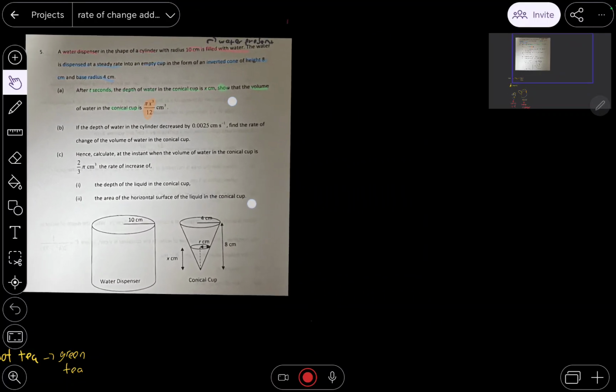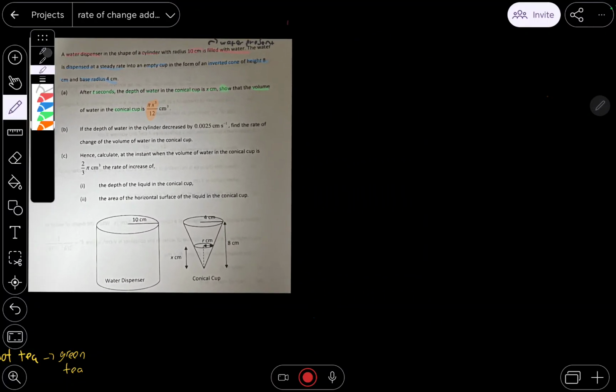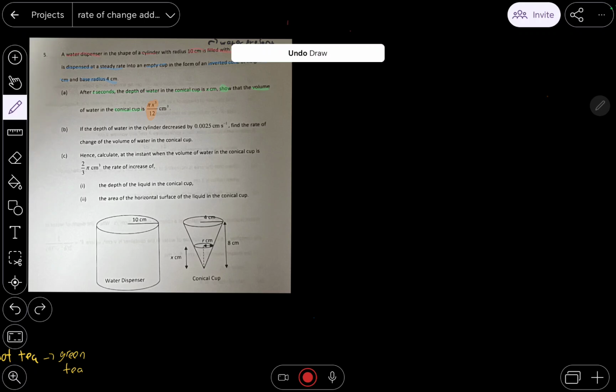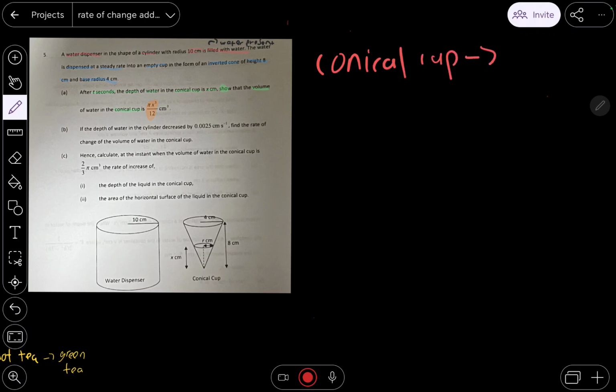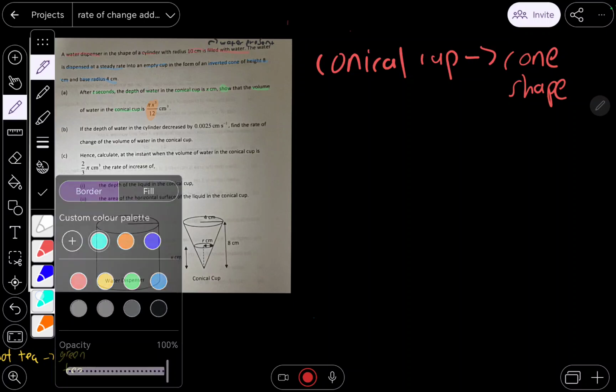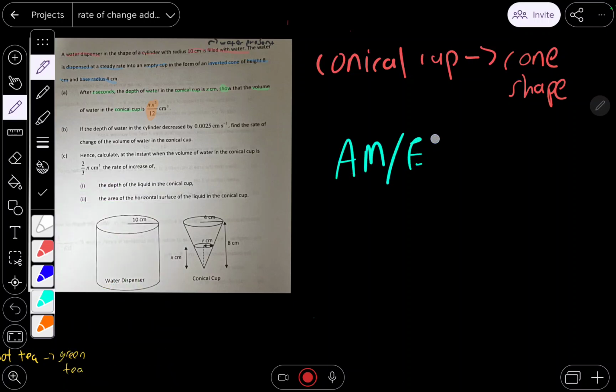So, they talk about the conical cup, correct? When they talk about the conical cup, let's identify the shape of the conical cup. We know that this is in the form of a cone shape. And let me ask you guys a question. This is related in both A math and E math. When you see the word cone, what will you think of? If you don't know, it's okay. I'll review it shortly.